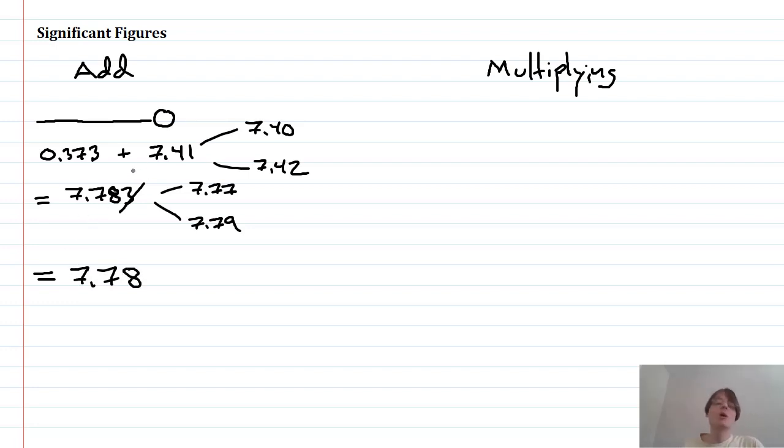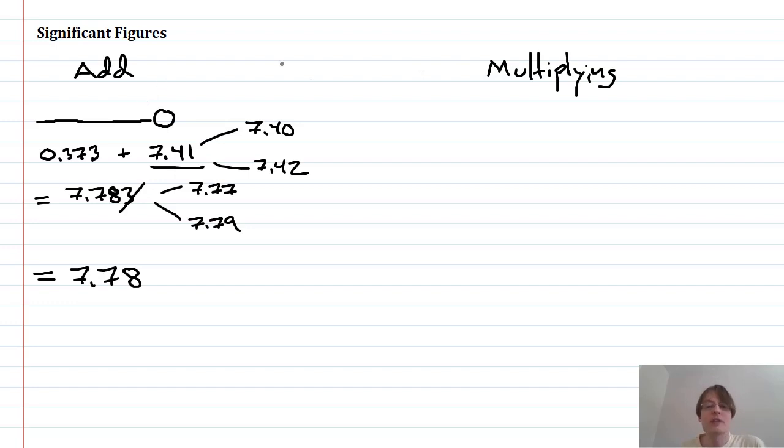Okay, so the way to remember this is when you add or subtract, you just look at the back. That's my rhyme to remember. Add or subtract, look at the back to figure out the sig figs. You just look at the back of this number, 7.41, and you look at the decimal place that you're least confident in, and that determines how to round your answer. Add or subtract, look at the back. You just look at that last digit in your least confident number.